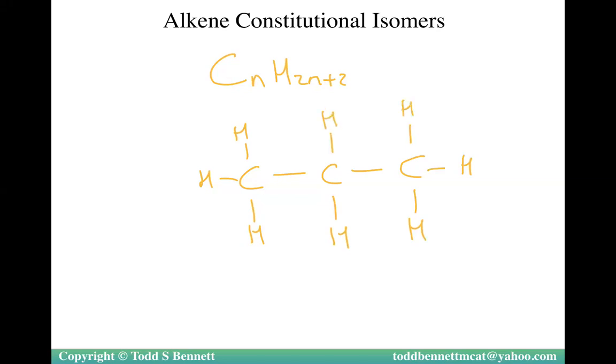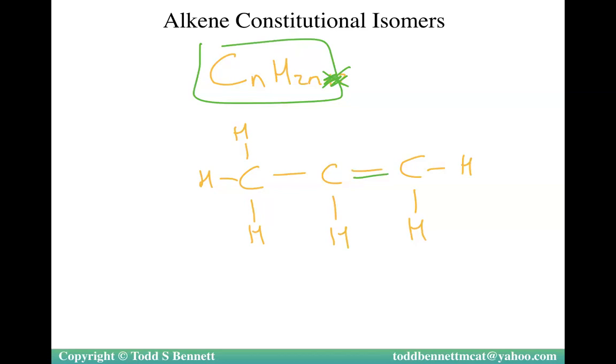That's my C3H8. But if I want to make an alkene, I have to have 2 less hydrogens. So I'm going to get rid of 1, 2 hydrogens there and put a double bond in there. So now it's CnH2n for a linear hydrocarbon that has 1 double bond in it.